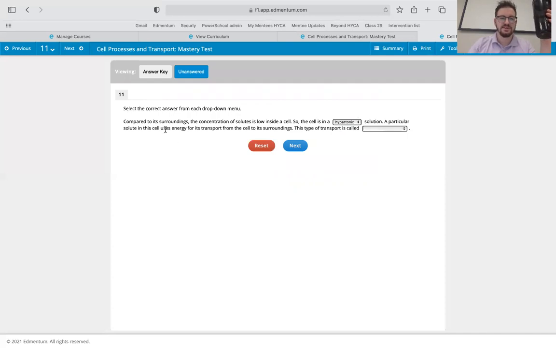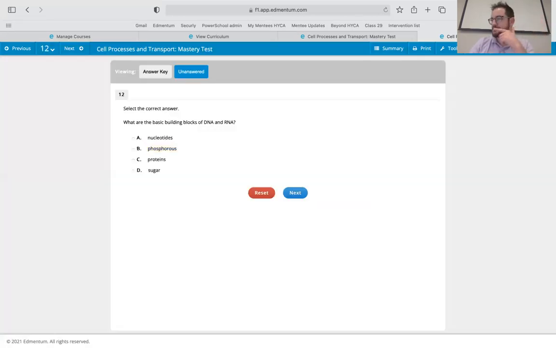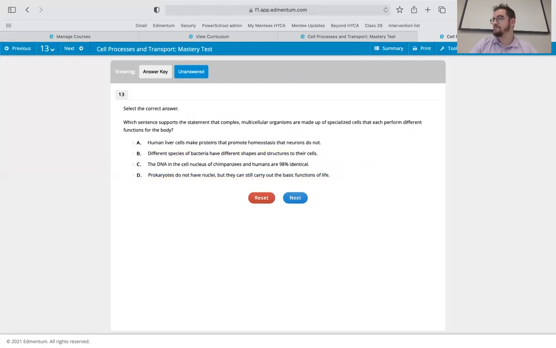So a particular cell in this cell uses energy for its transport. The type of transport is also known as, and we talked about it before, active transport. Basic building blocks of DNA and RNA. We've talked about this in almost every lesson. It's nucleotides, okay?